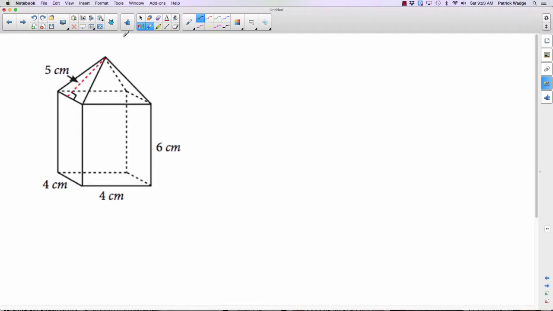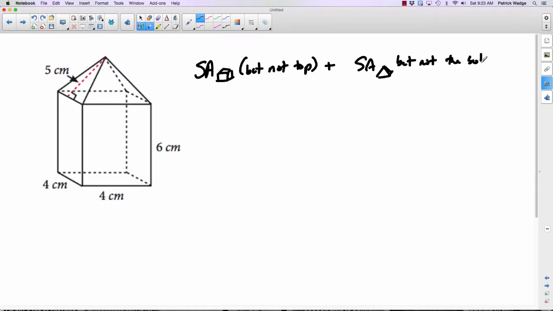So what we're going to have to do here is get the surface area of the rectangular prism. I'm just going to draw a little rectangular prism, but not the top. And then we're going to add to that the surface area of the pyramid. That's not a great pyramid, but not the bottom. That's what we're going to have to do. I hope that makes sense.